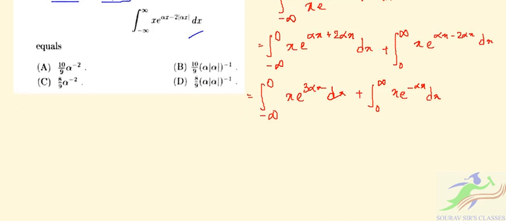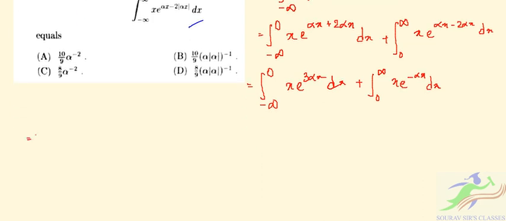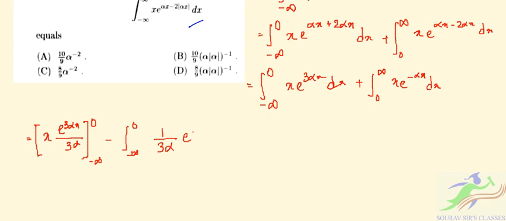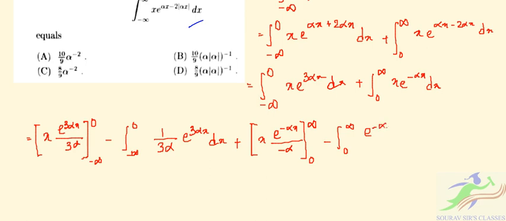If we do the integration, first of all we have to write this. It will be x of e to the power 3 alpha x by 3 alpha, from minus infinity to 0, then minus the integral from minus infinity to 0 of 1 by 3 alpha e to the power 3 alpha x dx. Plus, we can write x e to the power minus alpha x by minus alpha from 0 to infinity, minus the integral from 0 to infinity of e to the power minus alpha x by minus alpha dx, right?